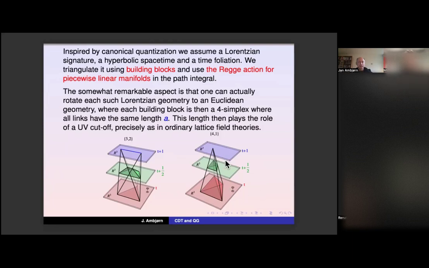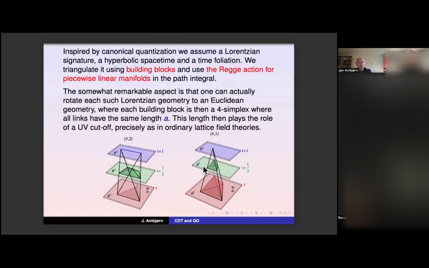And now we have to fill out the slab, the 4-dimensional slab between these two 3-dimensional surfaces, and we do it in the following way. For the tetrahedra here, we connect it to a point up here. If there is a triangle here, we connect it to a link up here. If there's a link here, we connect it to a triangle, and a vertex here, we connect it to a tetrahedron up here.